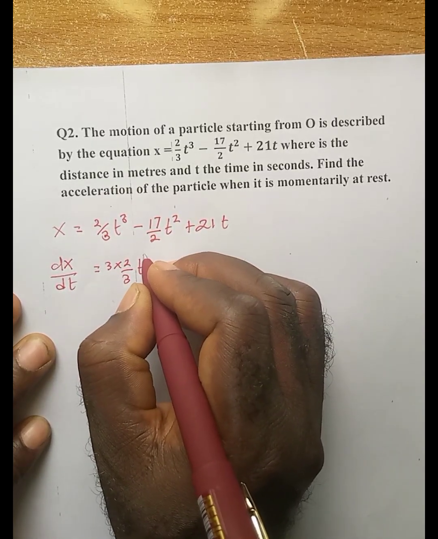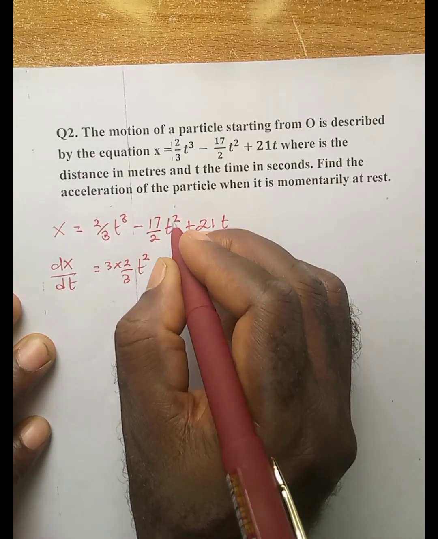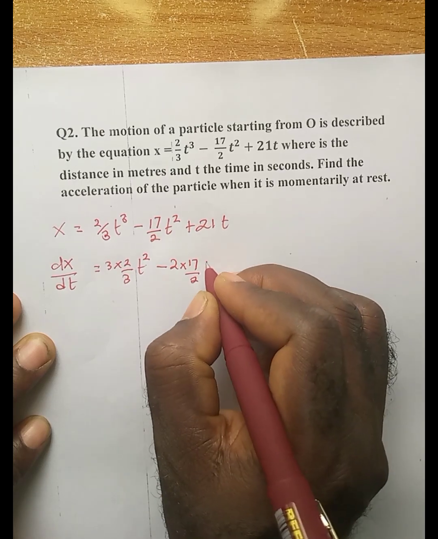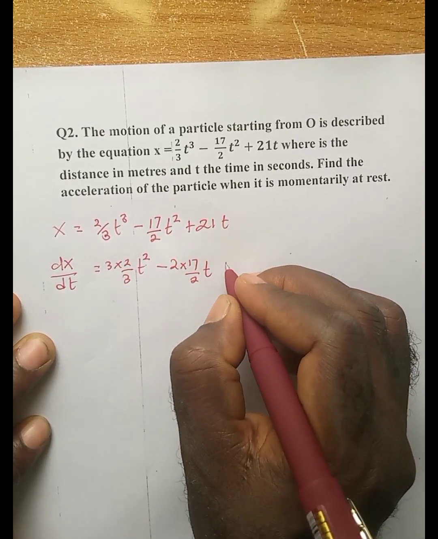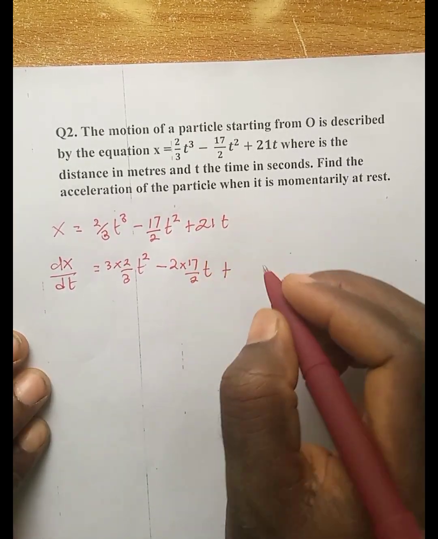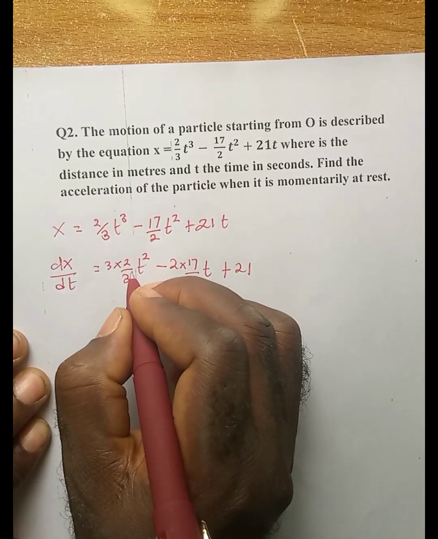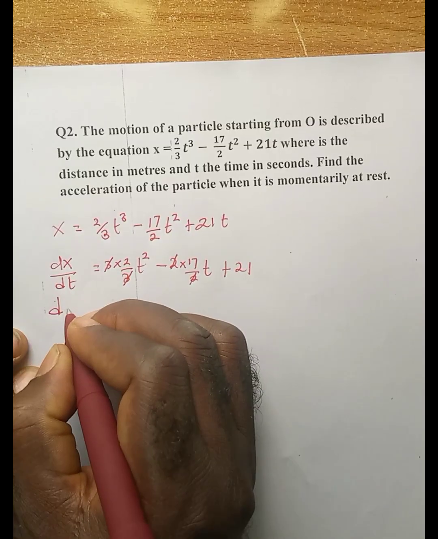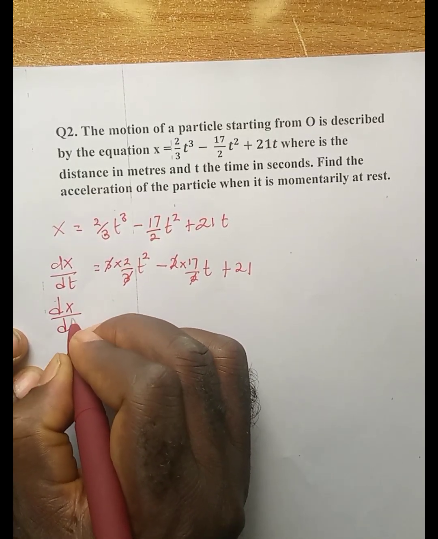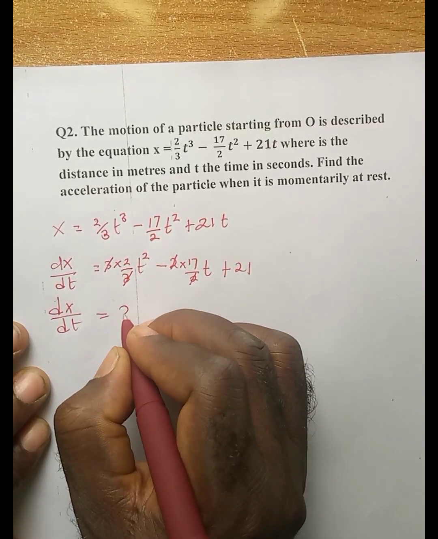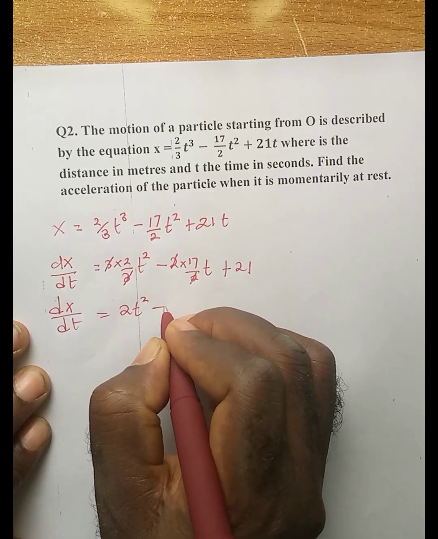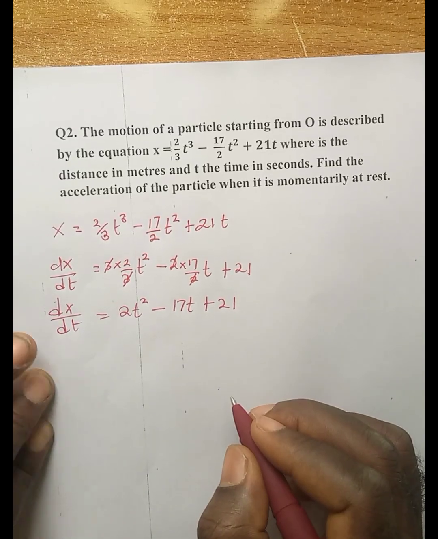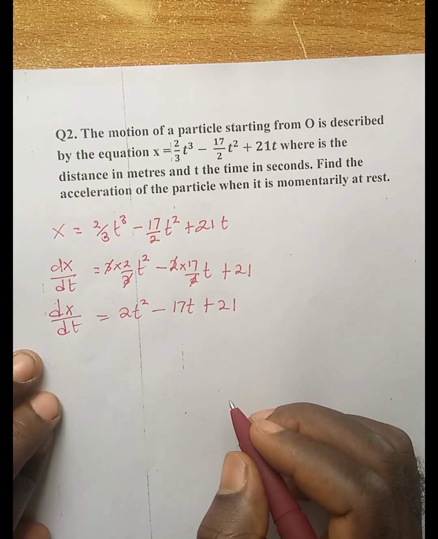Then we subtract 1 from the power, it will be power 2 minus this 2 will come down, 2 multiply 17 over 2. Then we subtract 1 from the power, it will be power 1 plus, when you differentiate 21t, it will give us 21. These 3 will cancel this 3 and these 2 will cancel this 2. We have x'(t) is equal to 2t squared minus 17t plus 21. This is the velocity function.